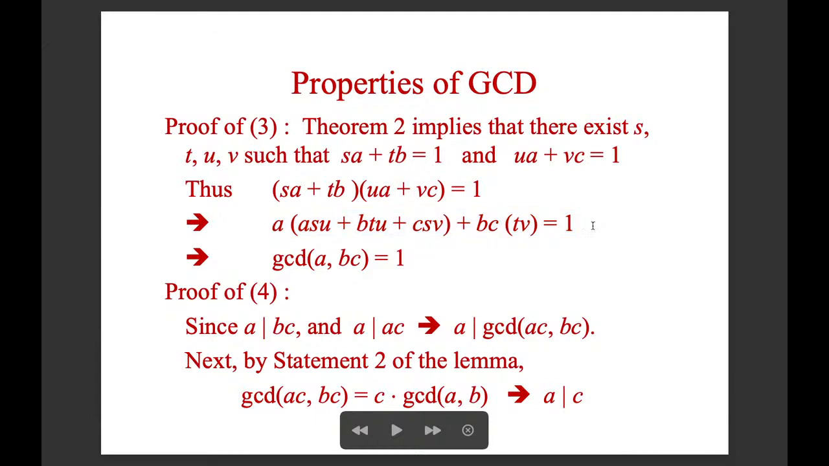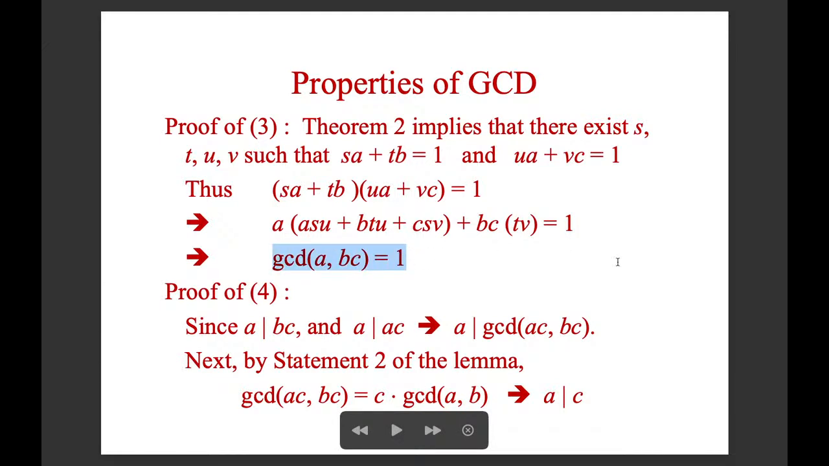We can express 1 as a linear combination of a and bc. So what does that mean? 1 is a linear combination of a and bc. And 1 is actually the smallest positive number that we can ever imagine. So 1 will be the smallest positive linear combination of a and bc. So that's why GCD of a and bc is equal to 1.